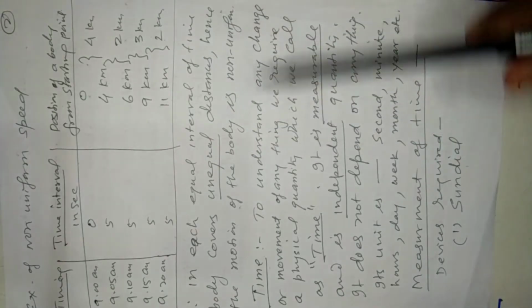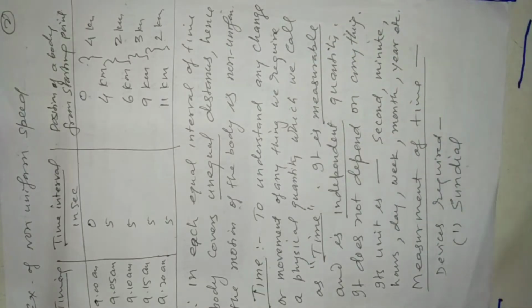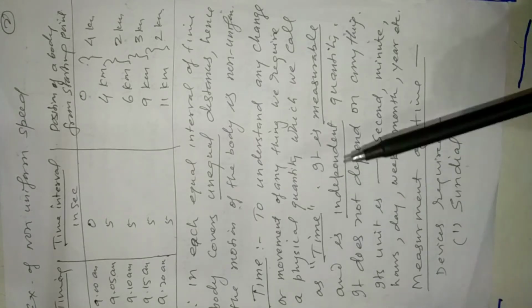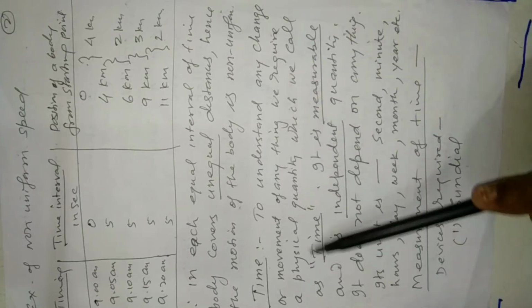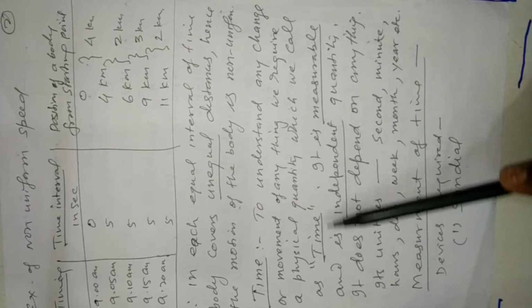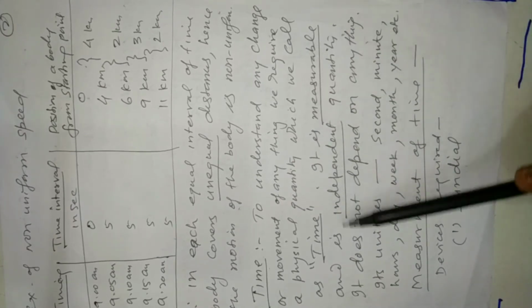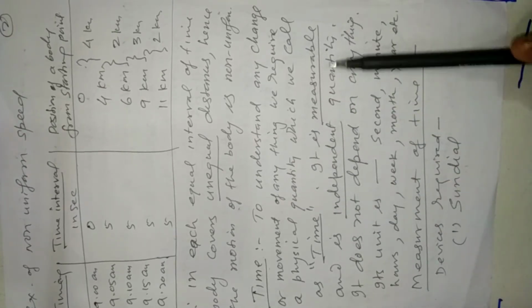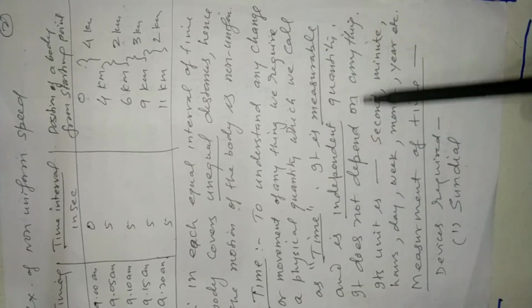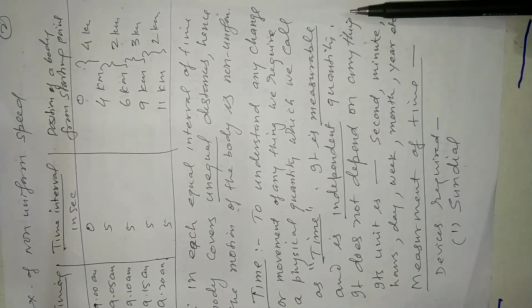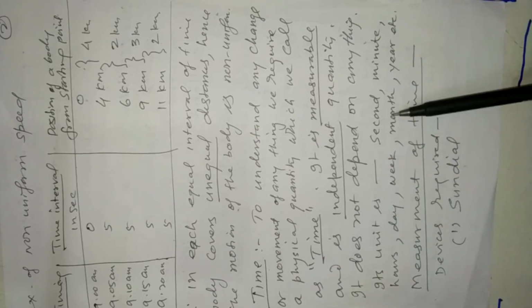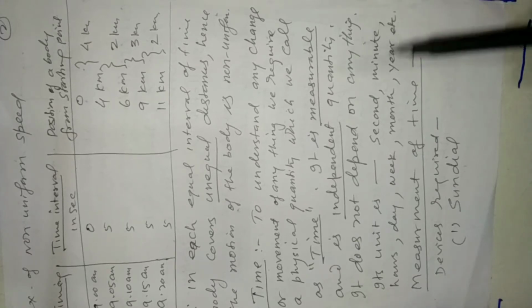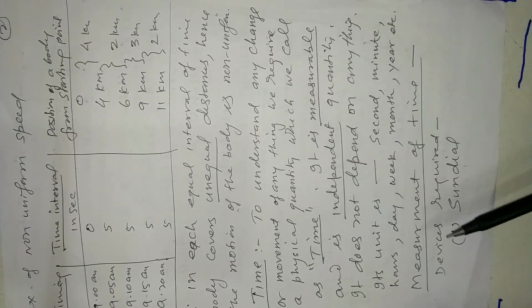Now come to the next topic, time. What do you mean by time? Many students are not able to define time. To understand any changes or movement of anything, we require a physical quantity which we call time. It is measurable and is an independent quantity. It does not depend on any other physical quantity. Its units are second, minute, hour, day, week, month, year, etc. So time is measurable. So how can we measure the time?